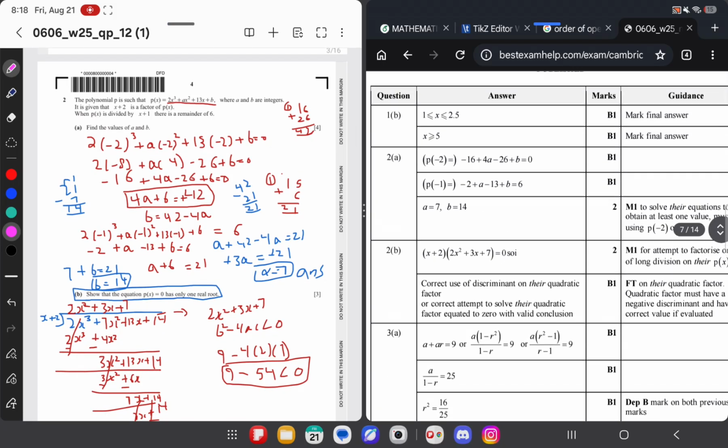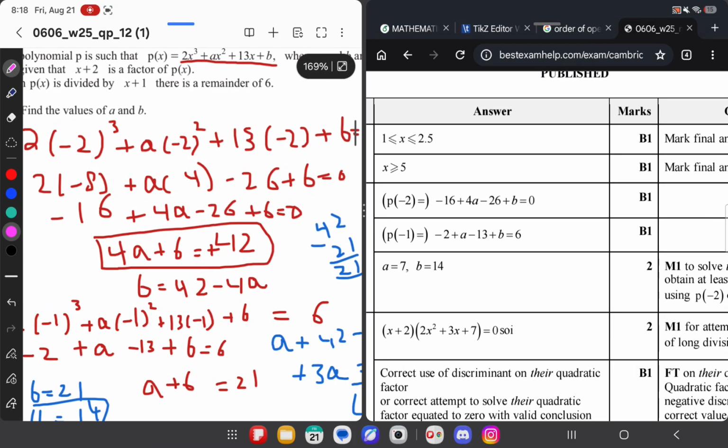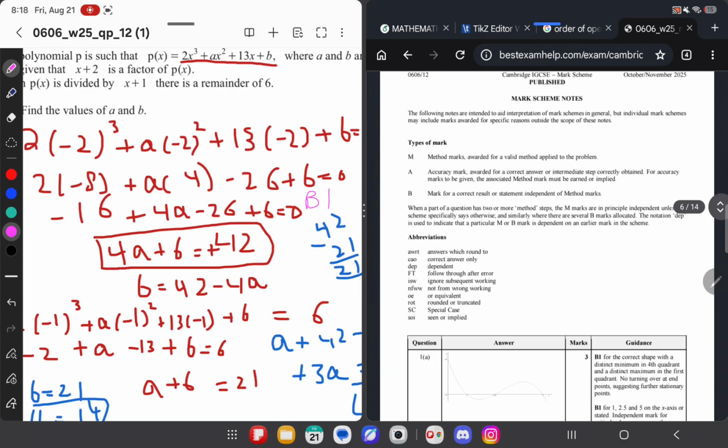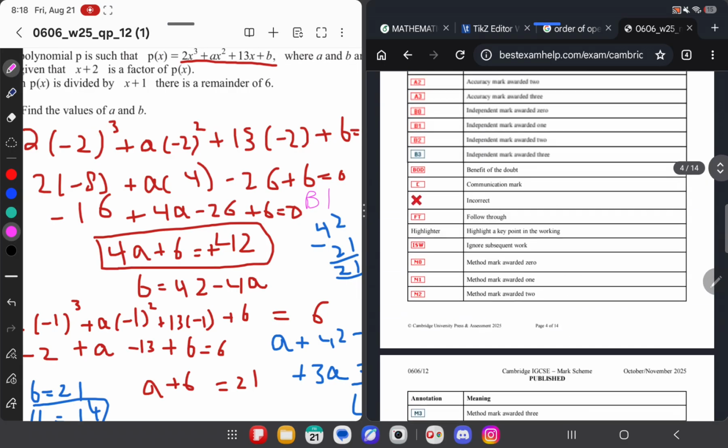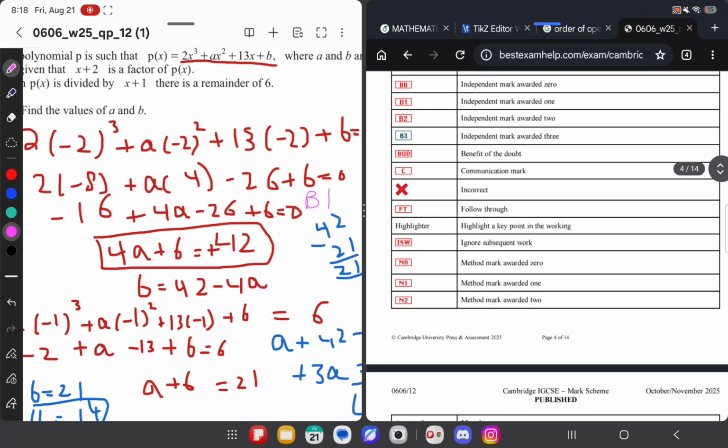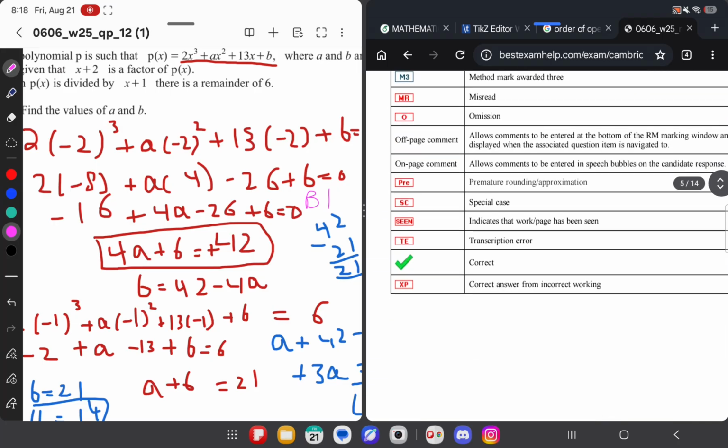Okay, let's step through this one at a time. P of -2 is equals to this expression. We see this expression. Okay, B1, we can use a marker, right? What's a highlighter for? Highlight a key point in the working.